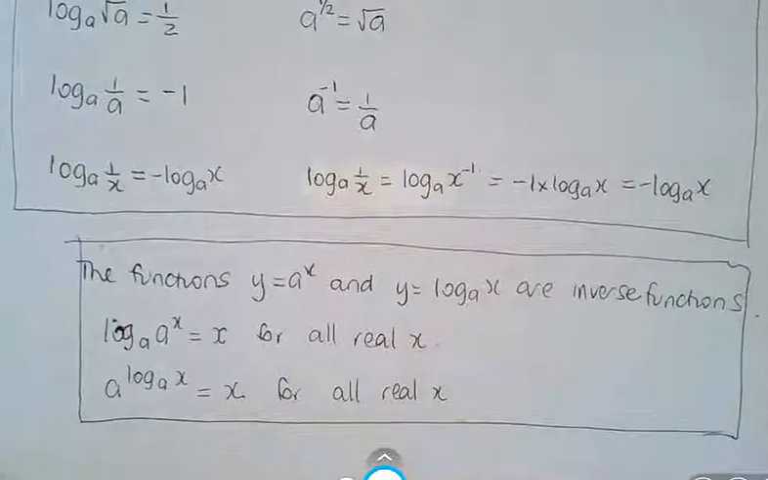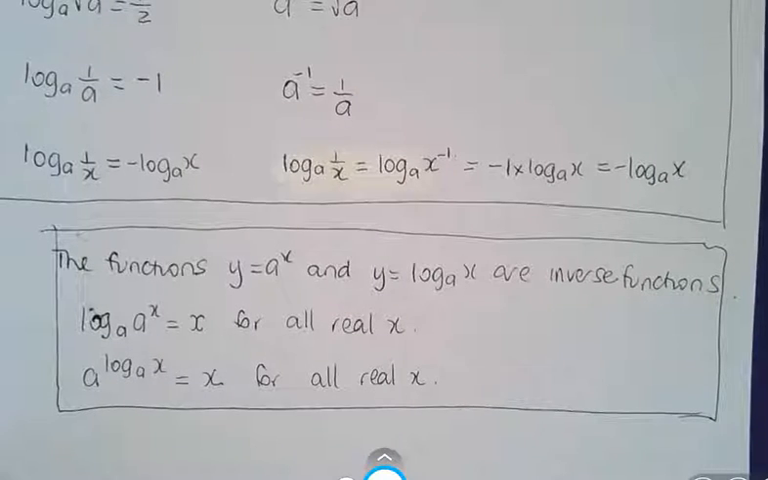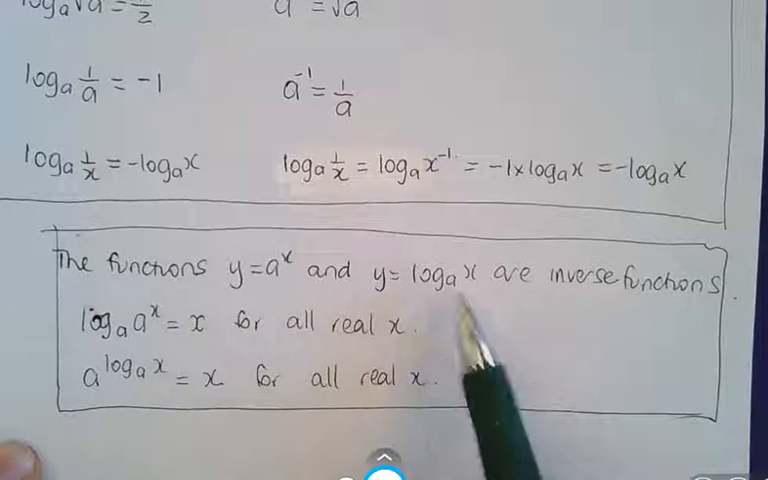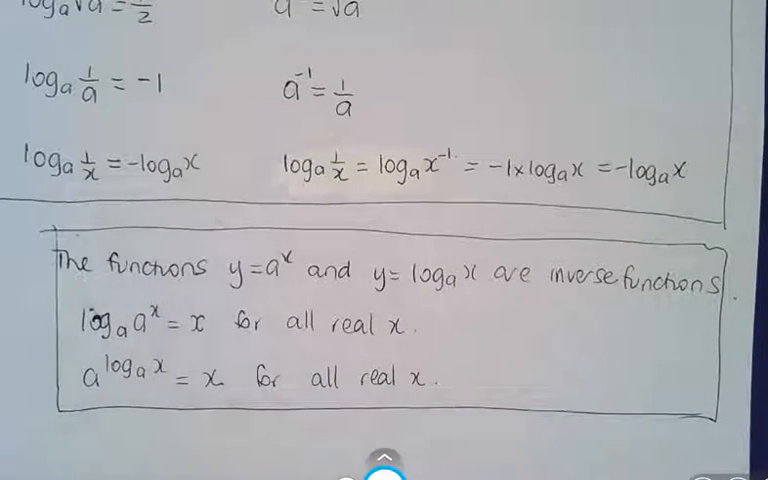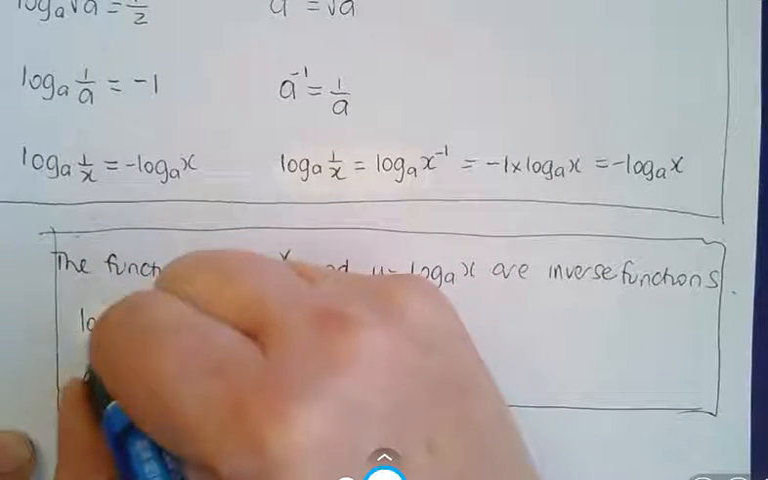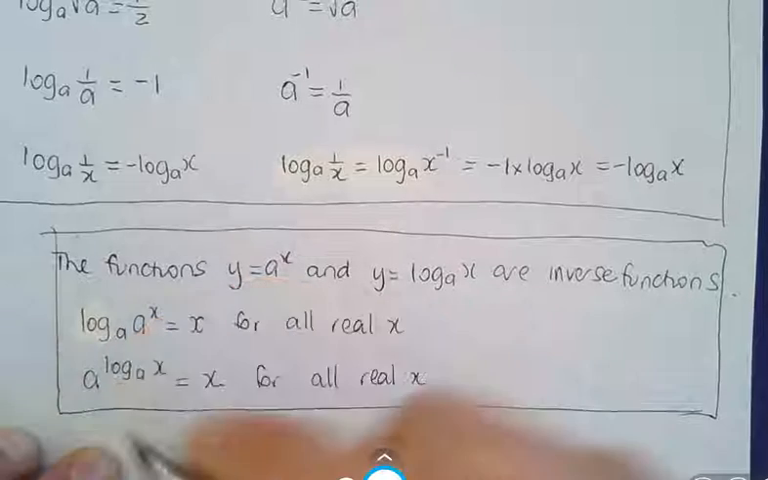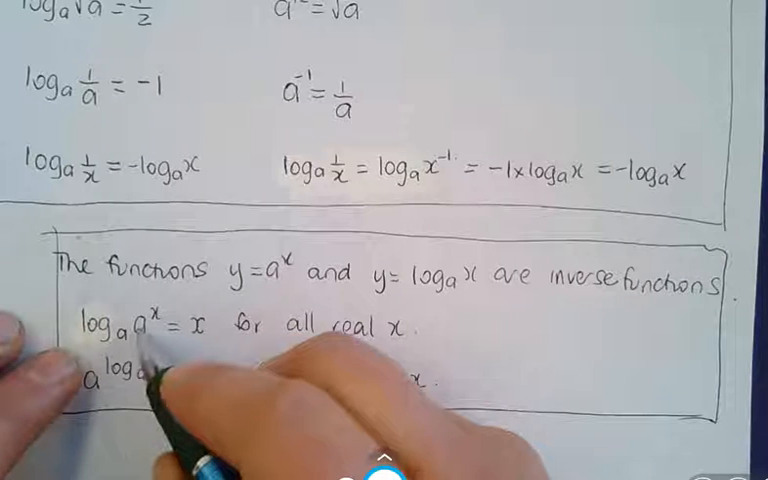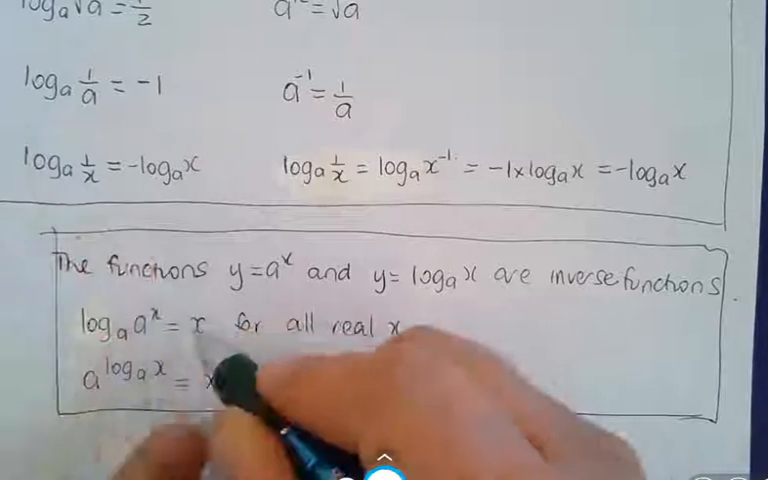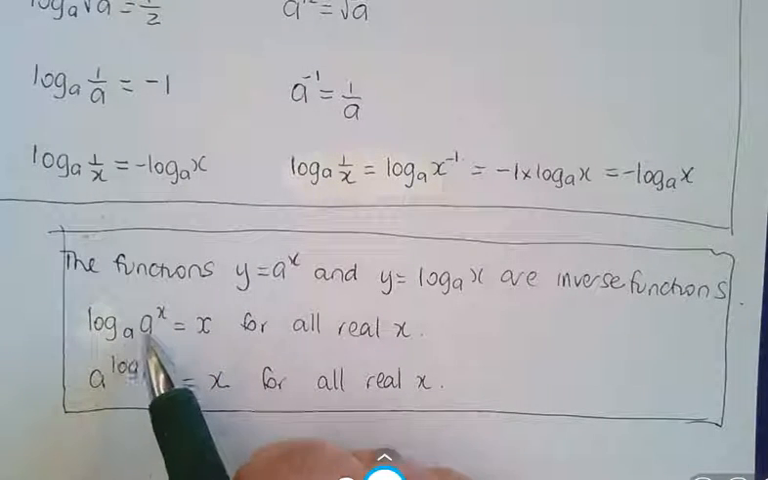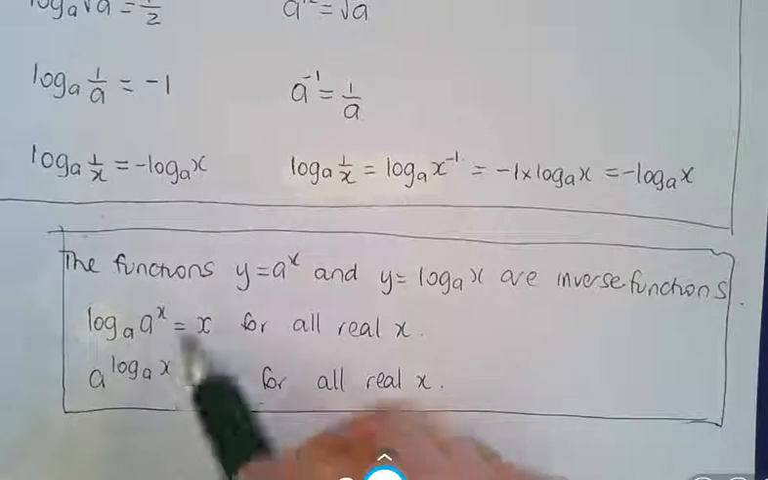Our next box has got two very, very important rules. Because the functions y equals a to the power of x and y equals log to the base a of x are inverse functions, we can say, now be careful here, that log to the base a of a to the power of x equals just x. The way I look at it is, you know that log to the base a of a is 1, and if you cross that out, you're just left with x.